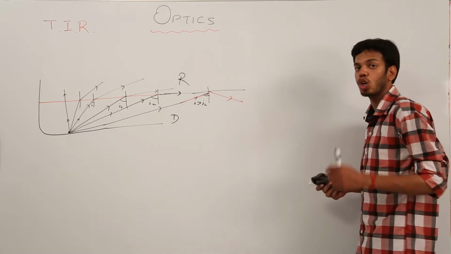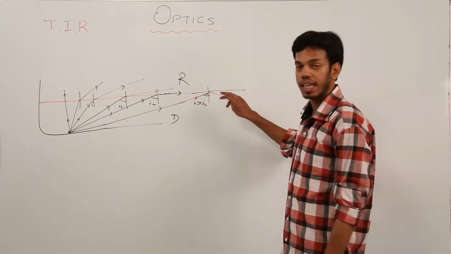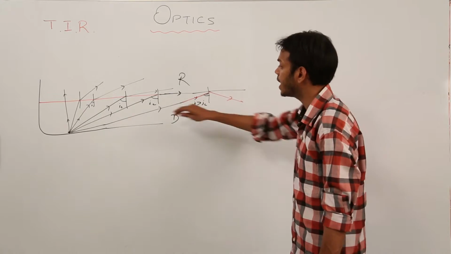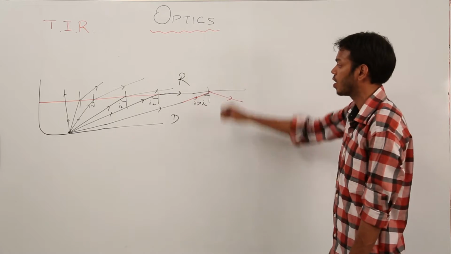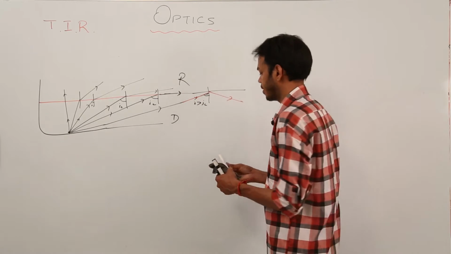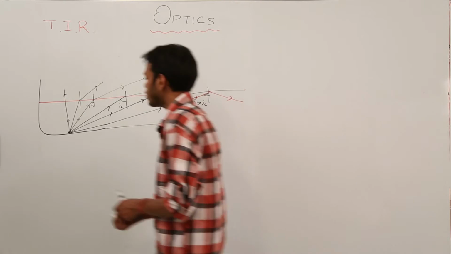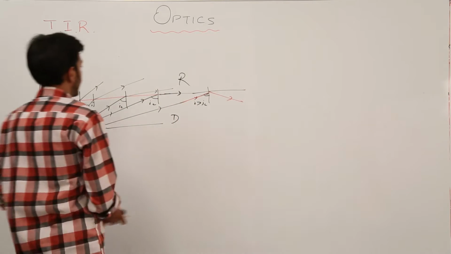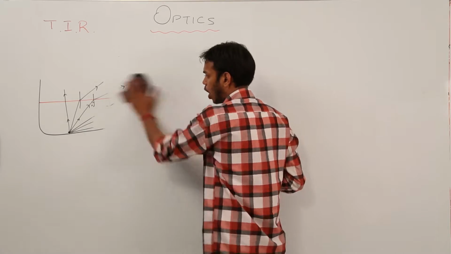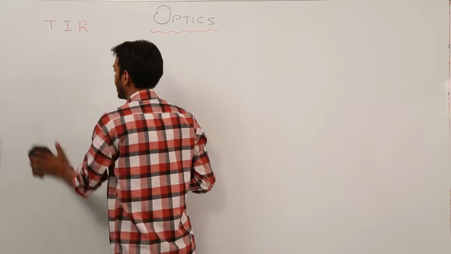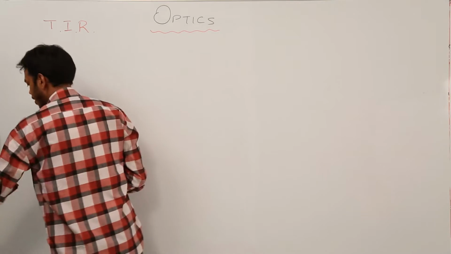I'll repeat again in short. It is the phenomenon of reflection of light in the denser medium when the ray traveling in the denser medium is incident at an angle greater than the critical angle on the interface. Alright, it's a bit shorter. Now, what exactly happens at TIR? I'll now show you the critical angle thing and the total internal reflection thing.